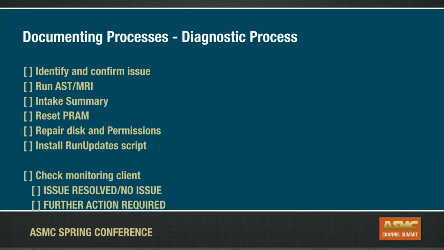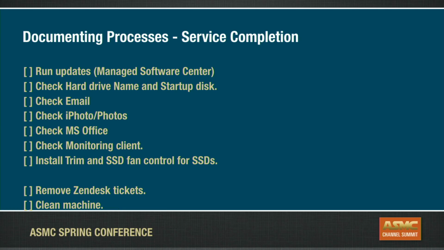And the idea here is that you would add notes towards the end of the lines if something was found for that. So this is an example of our service completion. We made sure that we ran all of our updates, check the hard drive name, startup disk, email, iPhoto, photos, Office, other things like that. And because we're using Watchman monitoring, it created Zendesk tickets, so I want to make sure we clear those out as well. And then most importantly, clean the machine. Some people's machines are disgusting.